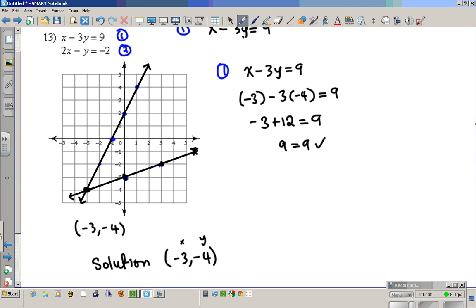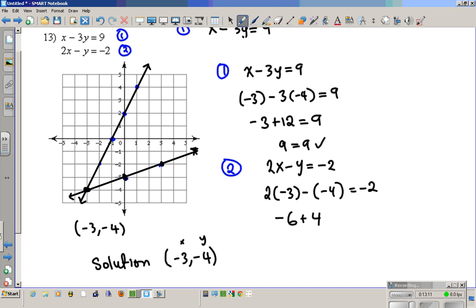Alright, let's test our second equation, equation number 2, which is 2x minus y equals -2. So the question is, is 2 times -3 minus -4 equal to -2? I basically substituted these two into my x and y values, and I'm going to compute them to see if I get the right side. So the question is, is -6 plus 4, because minus times minus is plus, right, equal to -2? Is -2 equal to -2? It is, so it checks out. So our answer is correct.